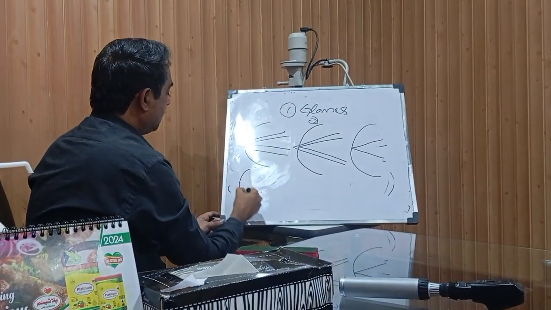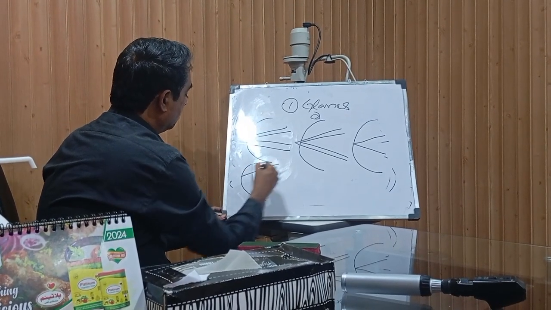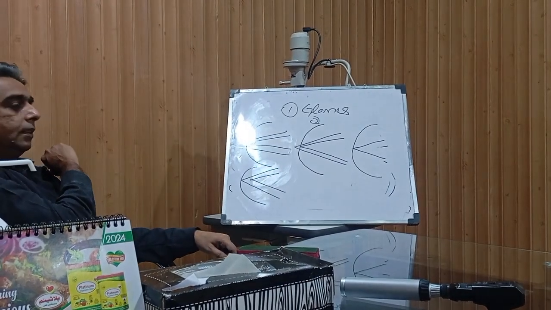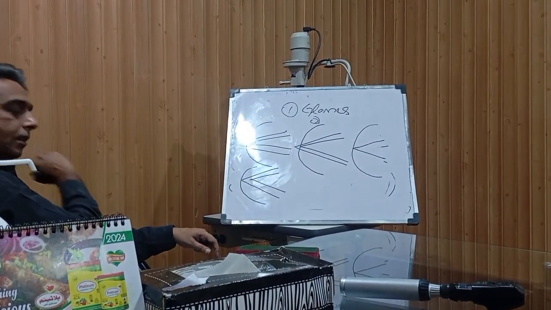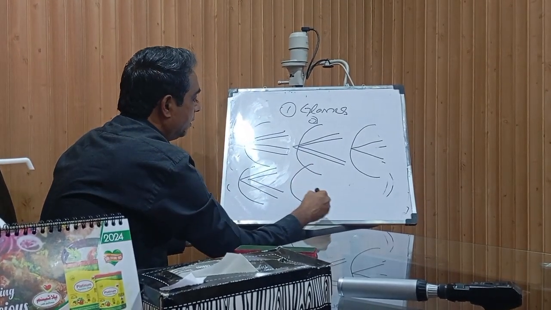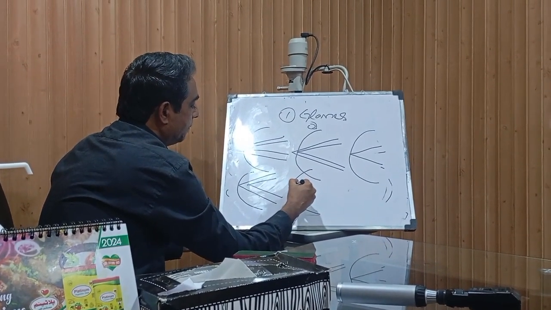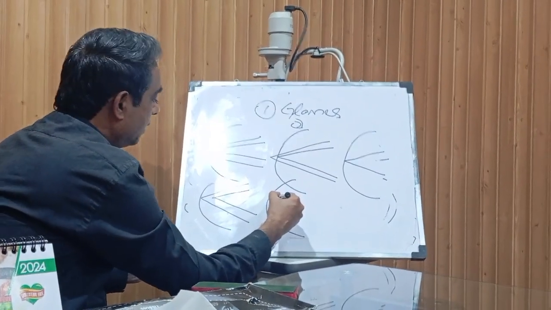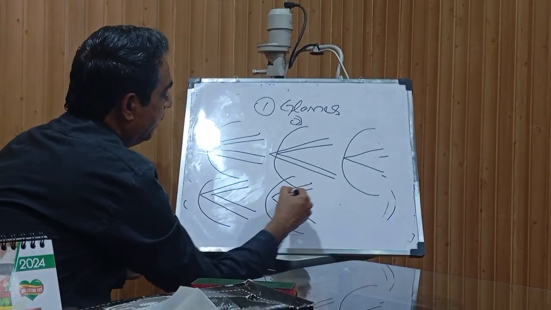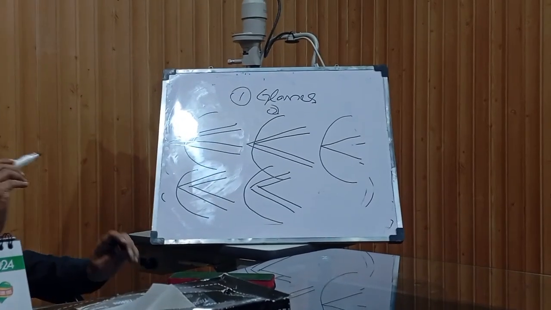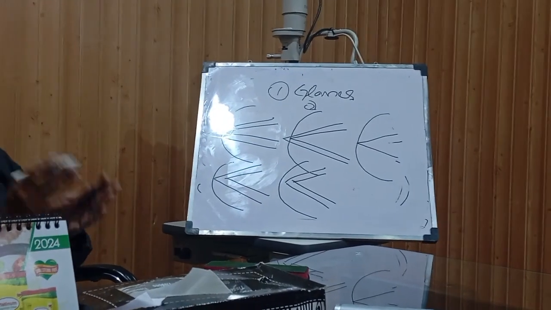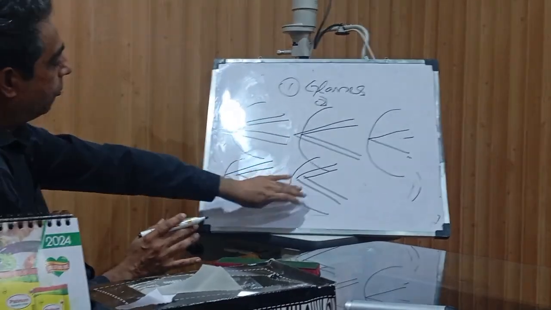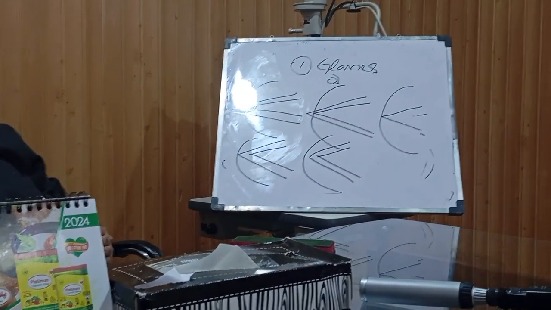Now, what is the other option? One ray is being formed on the retina, the other in front of the retina. What will you call it? Simple myopic astigmatism. And what is the other option? Where should I draw both lines? In front of the retina. Yes, both lines are formed in front of the retina, and you will call it compound myopic astigmatism. Understood? So these are the 4 types of astigmatism.